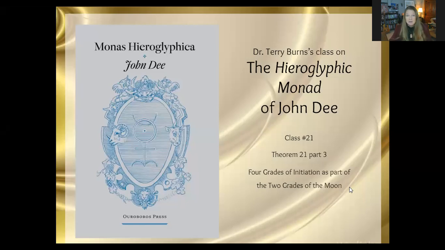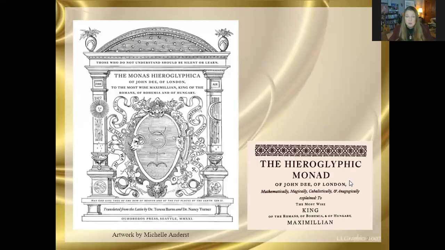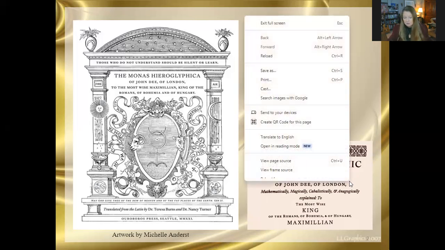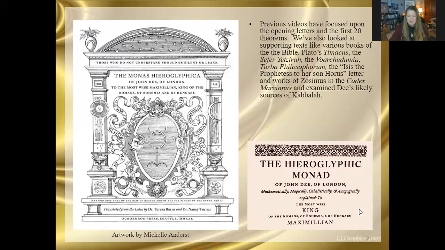But for now, we are almost to the end of Theorem 21, and so that's what we're going to talk about today. Now, those of you who have been studying along with me all this time know my next spiel here, that I assume that you understand this is an advanced class. Okay, you know who John Dee is, you know what the hieroglyphic monad is, but beyond that, you have read and understood Dee's letter to Maximilian, his letter to the printer, his first 20 theorems, and you have read and tried to understand Theorem 21, which is the one that we are finishing up now.